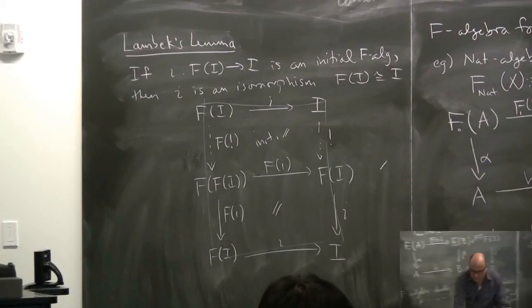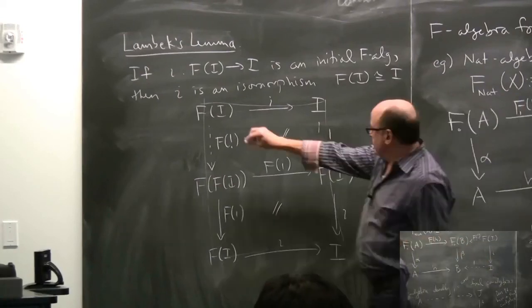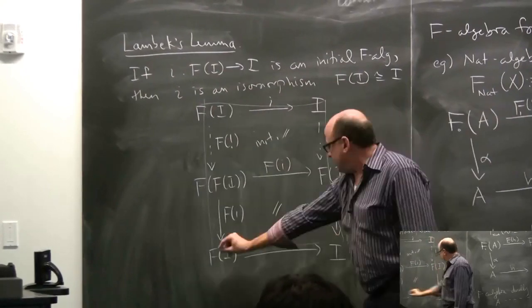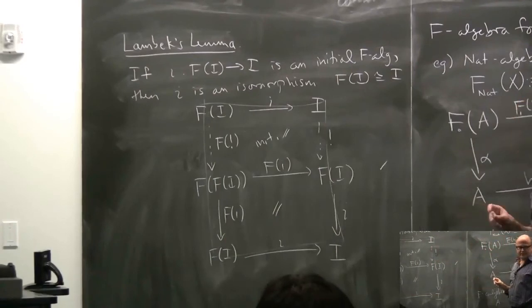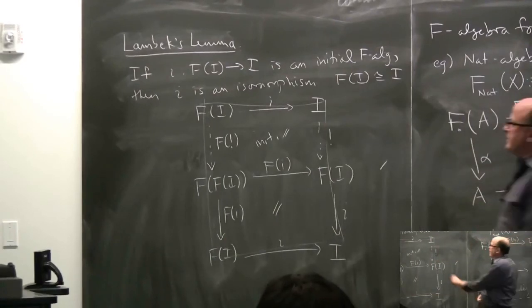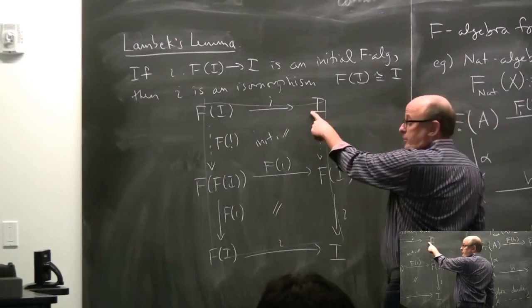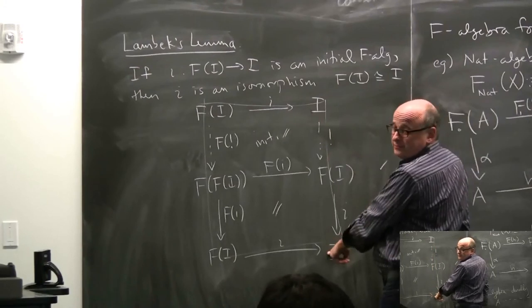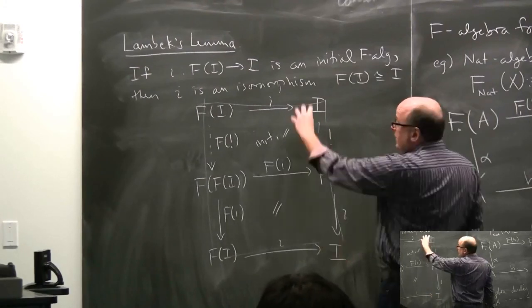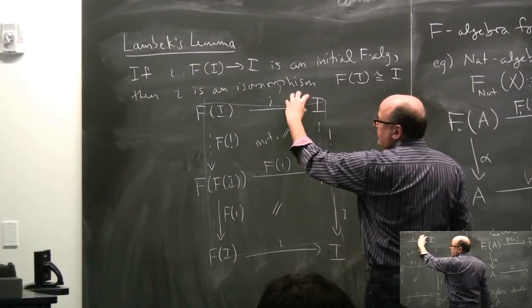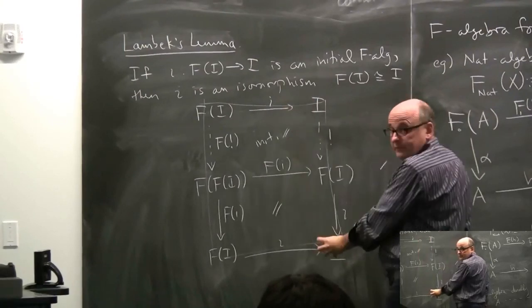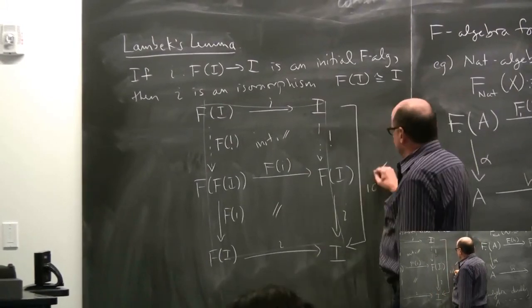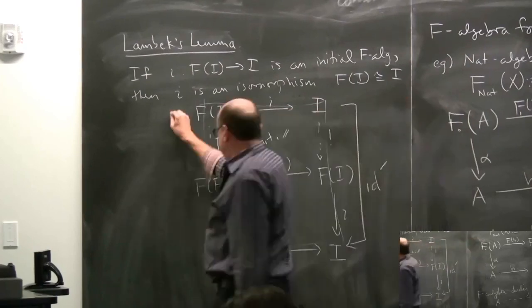Okay, that's the important point. This commutes, so if you go over here and over here, that's the same as over here and over here. Yes? So now I have a mapping from an initial F algebra to some other F algebra, which is also initial. So there's a unique homomorphism from here to any other F algebra, including to itself. One particular homomorphism from I to itself is the identity.